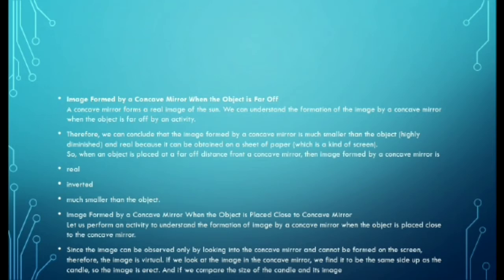The next one is the image formed by a concave mirror when the object is far off. A concave mirror forms a real image of the sun. We can understand the formation of image by a concave mirror when the object is far off by an activity. Therefore, we can conclude that the image formed by a concave mirror is much smaller than the object, highly diminished, and real because it can be obtained on a sheet of paper, which is a kind of screen. So when an object is placed at a far distance from a concave mirror, then the image formed by the concave mirror is real, inverted, much smaller than the object.